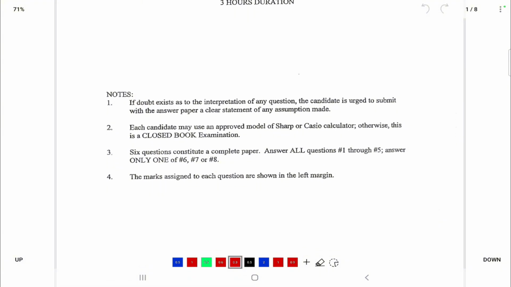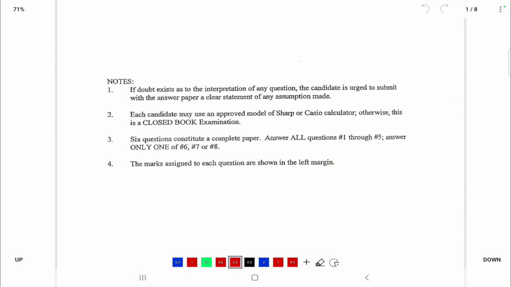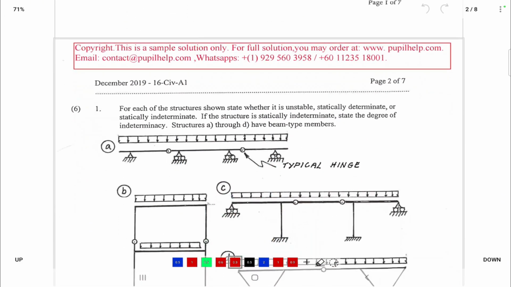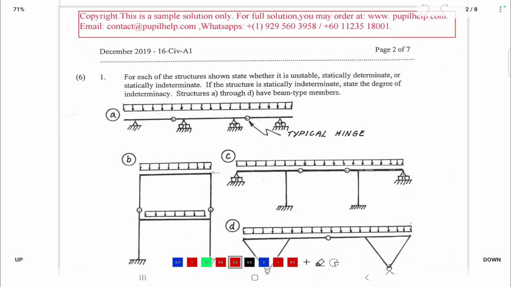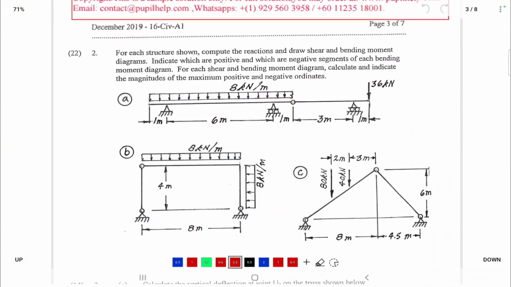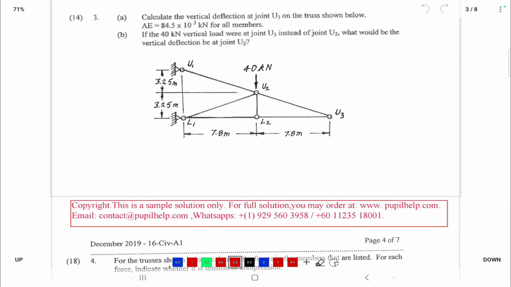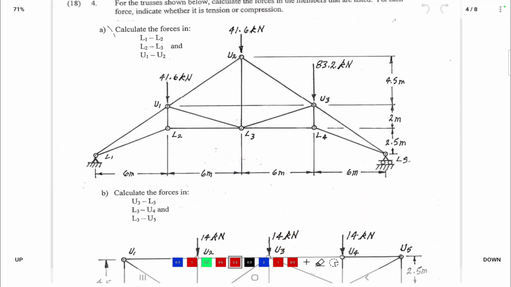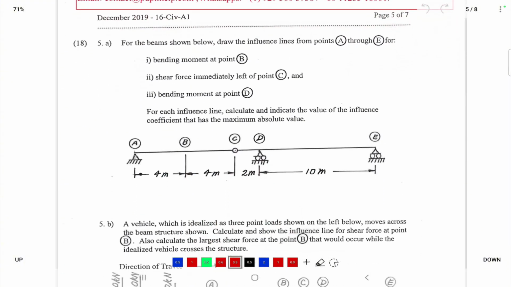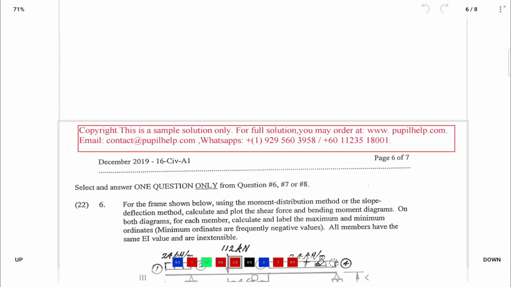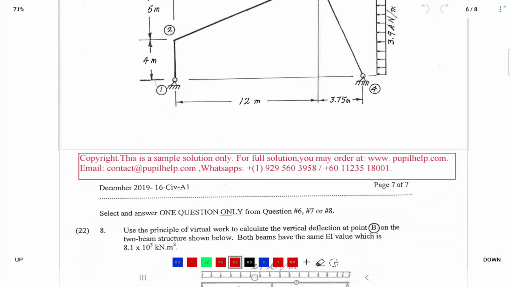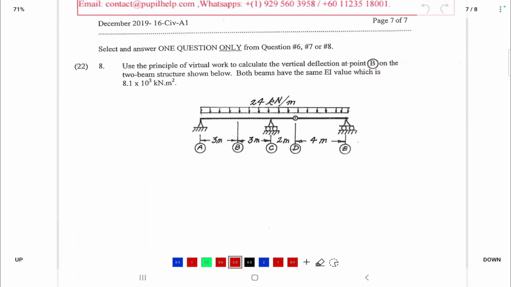So these are notes for the candidate. You can go through. This is question 1, question 2, question 3, question 4, question 5A and 5B, question 6, question 7, question 8.